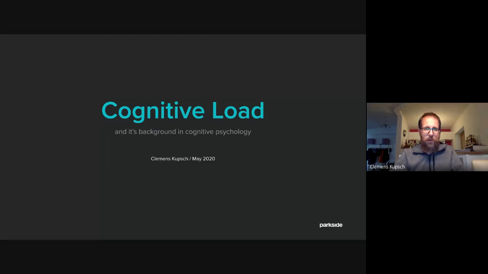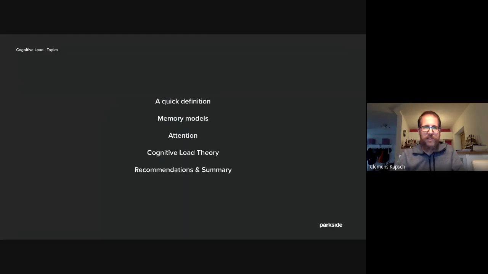So let's start with a quick overview. I summed up today's topics. We will start with a quick definition of the term cognitive load.